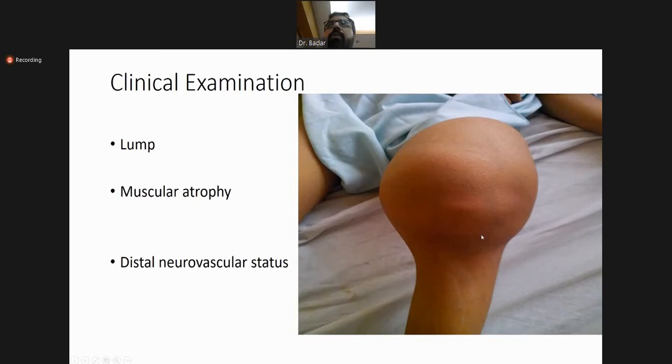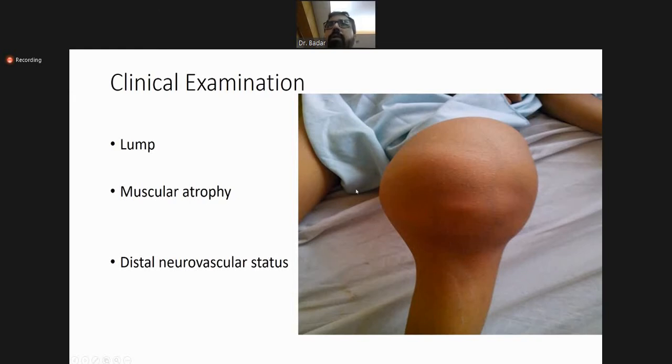There are no dilated veins over the skin. There are ill-defined margins of the whole swelling. You need to examine the distal neurovascular status: dorsalis pedis and posterior tibial artery palpable, and you will examine the nerve as well by checking the movement of the foot.